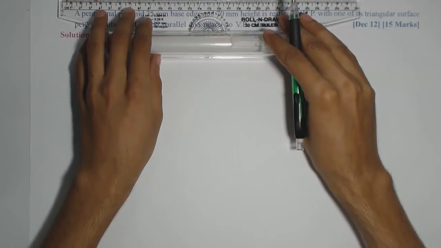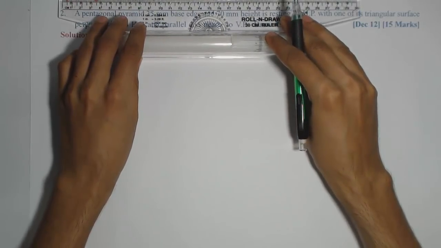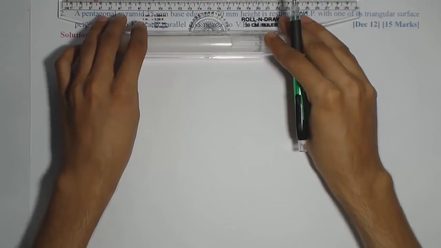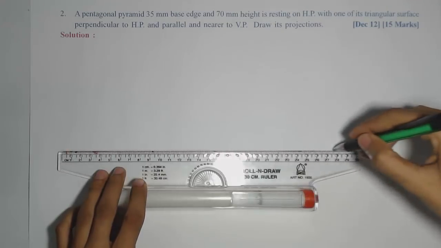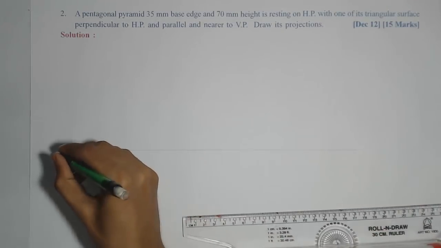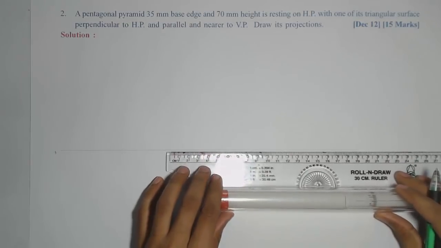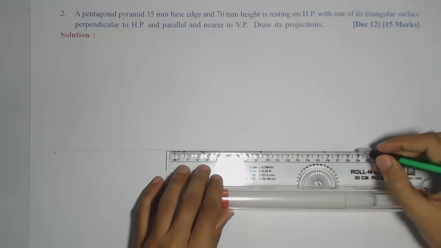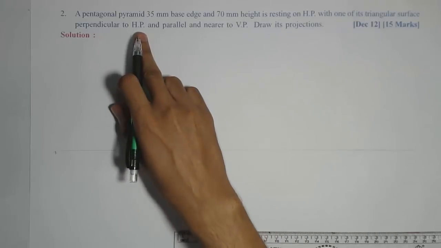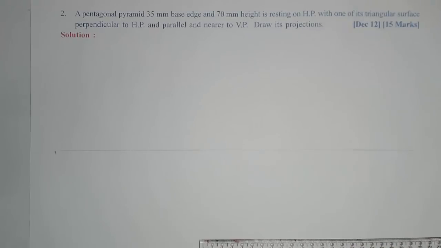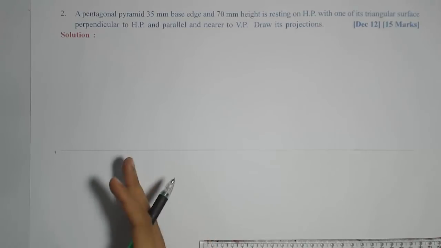So I'll get the true shape of the base, which is a pentagon below the XY line. Again, while drawing the pentagonal base, we need to decide whether to keep a corner or an edge on the right hand side. Since we want the triangular face to be perpendicular to HP in the second stage, we need to keep one of the edges perpendicular to XY and on the right hand side.